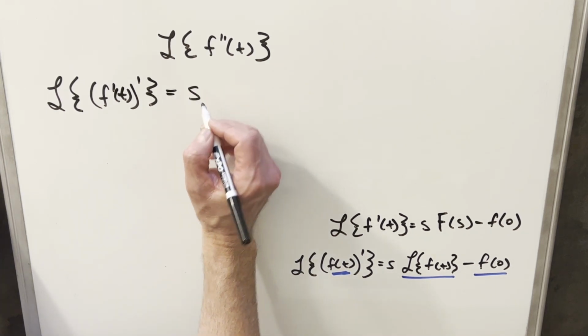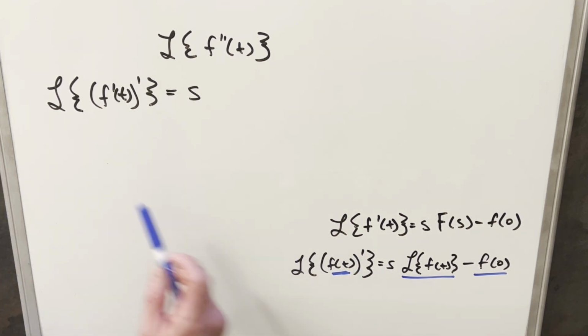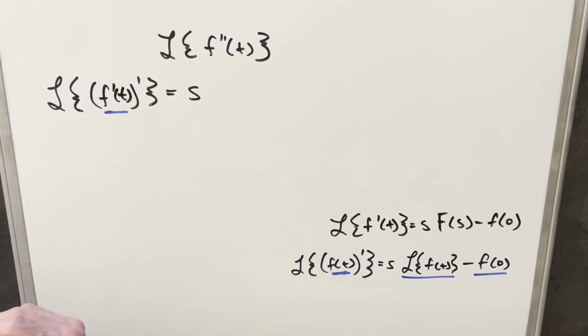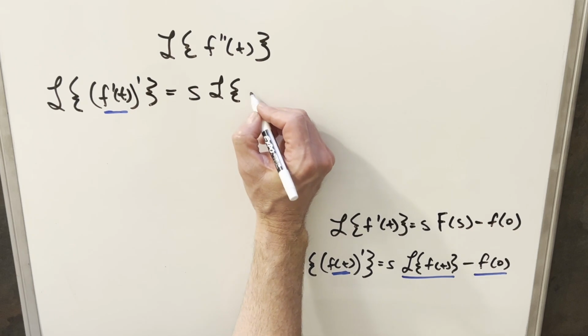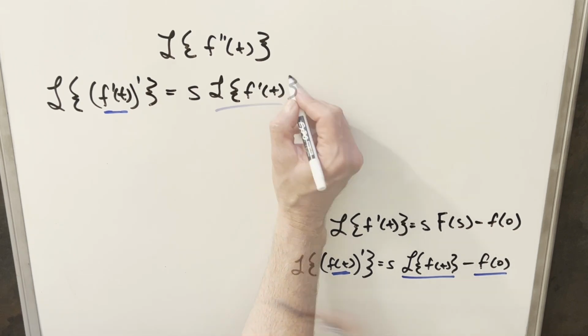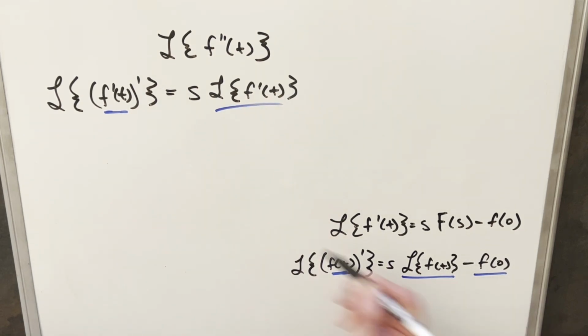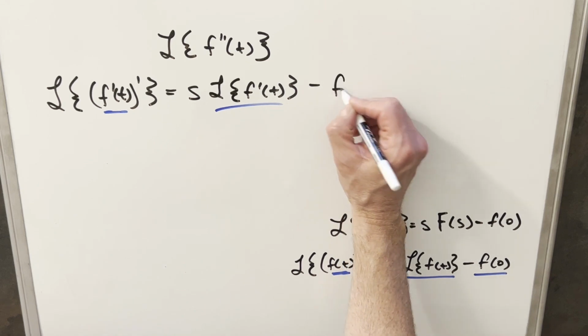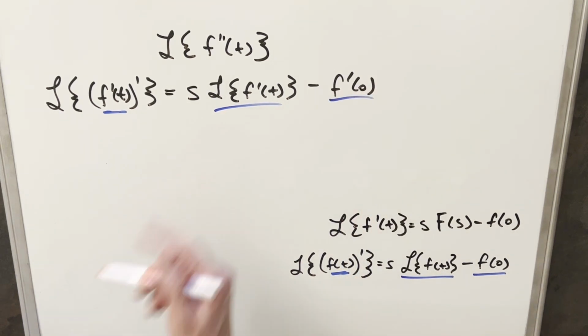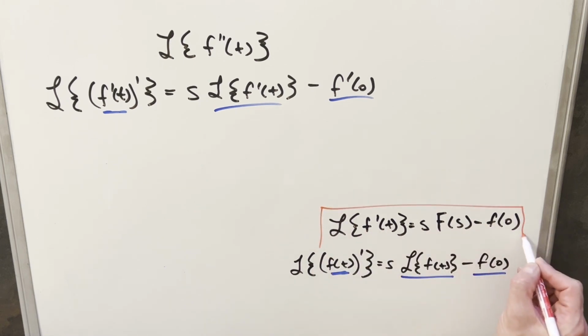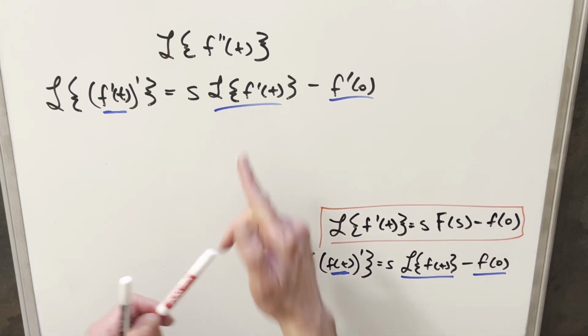We're going to have s, and then we're going to have the Laplace transform of this input here, which is just f prime of t. So we'll have Laplace of f prime of t. And then we just have the input function evaluated at 0. So this is going to be just f prime at 0. But now for our Laplace of f prime of t, we have that right here. We'll just use it in this form and plug this back in here.